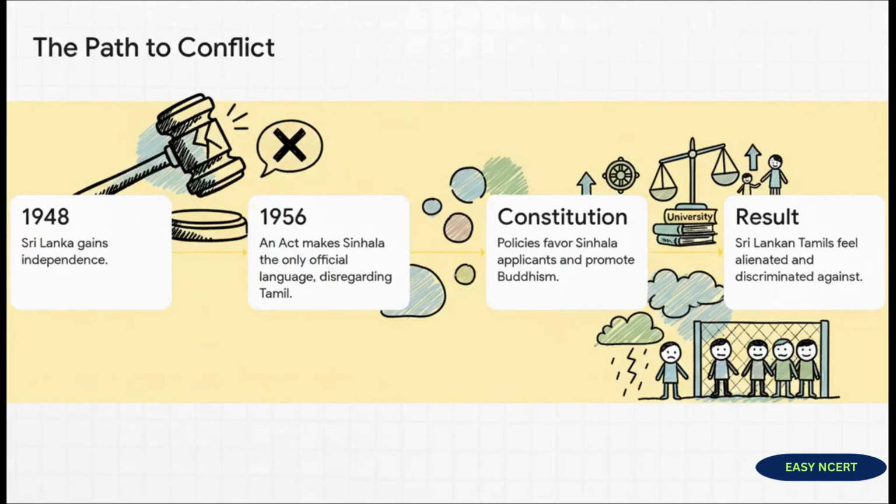So, after Sri Lanka got its independence back in 1948, the new government, which was led by the Sinhala majority, started to put a series of policies in place. First, in 1956, they passed an act that made Sinhala the only official language, completely ignoring Tamil. Then the government brought in policies that gave preferential treatment to Sinhala applicants for university spots and government jobs. And finally, a new constitution was written that said the state would protect and promote Buddhism, which is the religion of most Sinhalese. With every single step, the Tamil community felt more and more pushed aside.